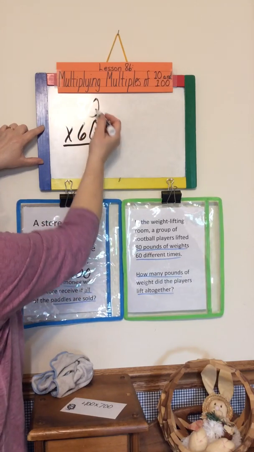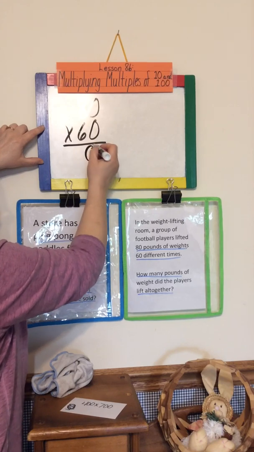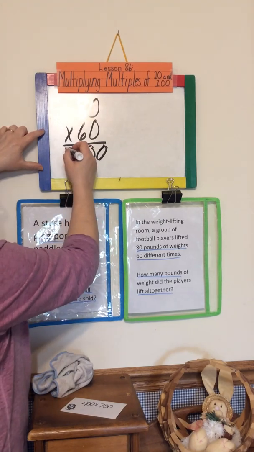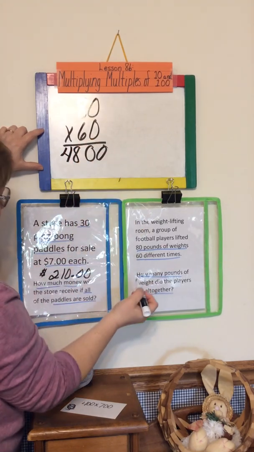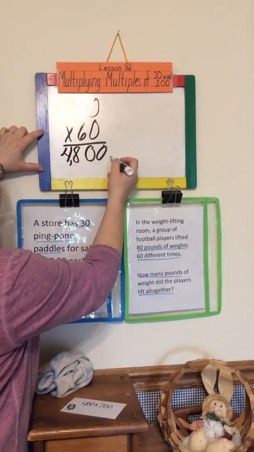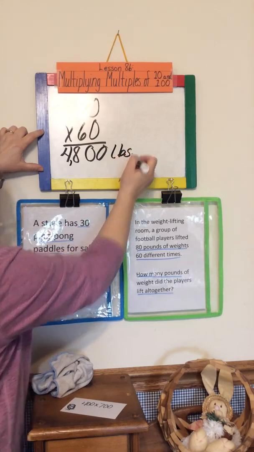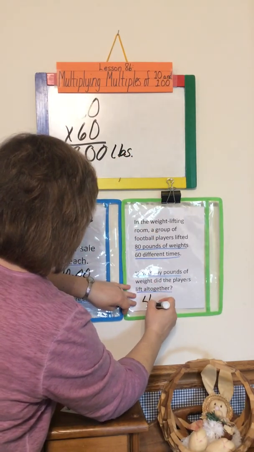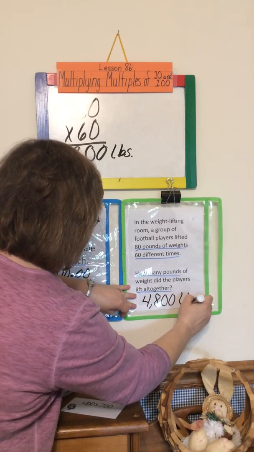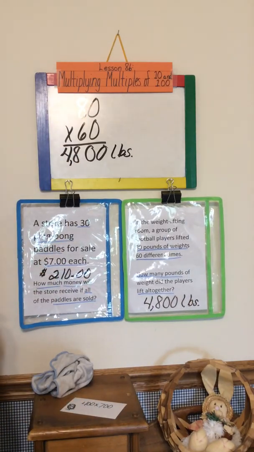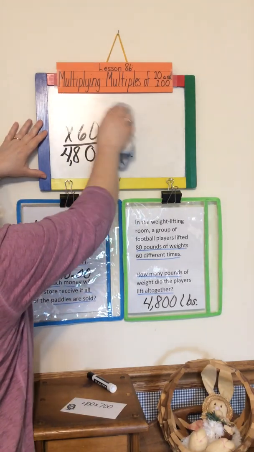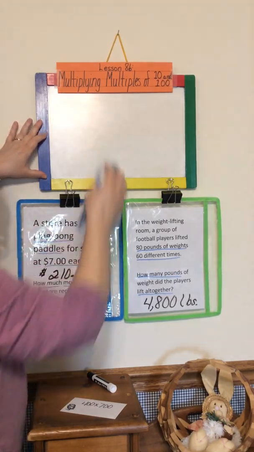We have 2 zeros, so we're going to put 2 zeros down. And then 8 times 6, remembering our multiplication table, is 48. So, how many pounds of weight did the players lift all together? 4,800 pounds. And we could put our answer down here, 4,800 pounds. Remember, you need to put pounds because you are answering a question that requires you to have a label. We'll do one more.